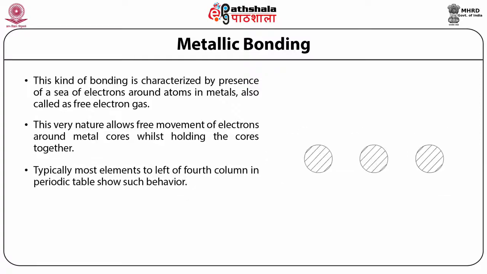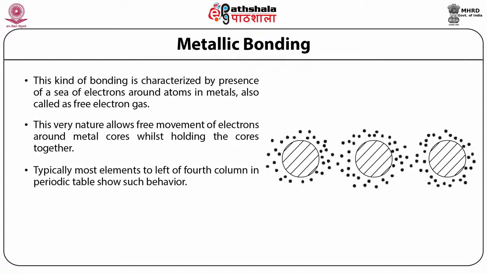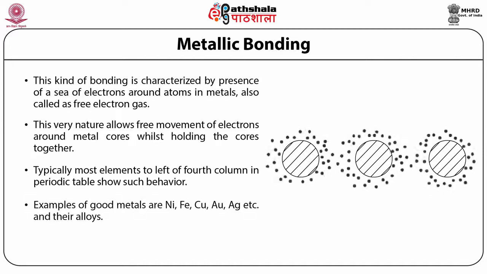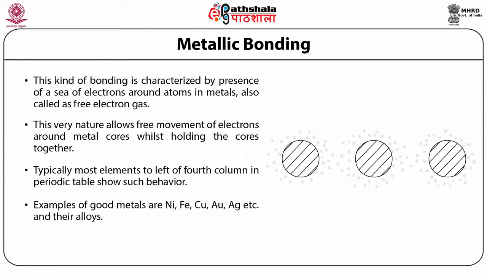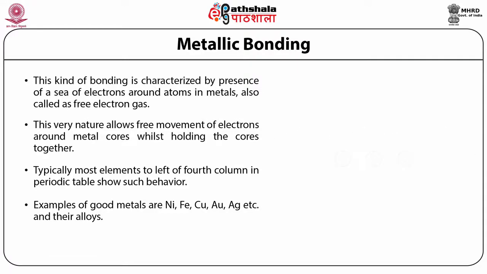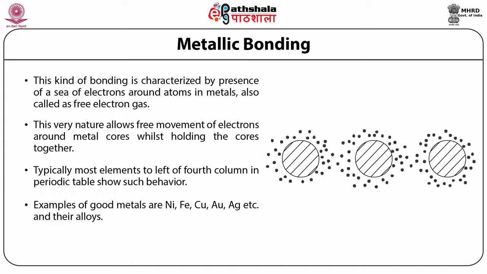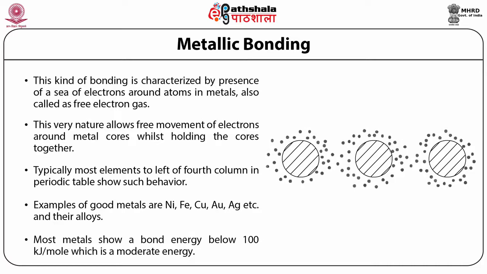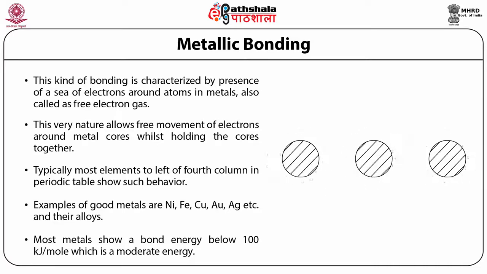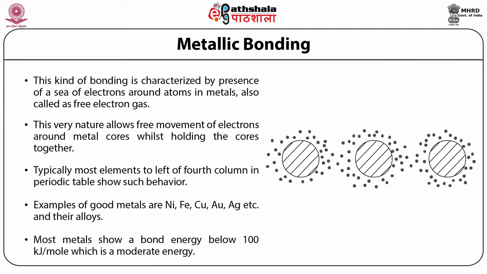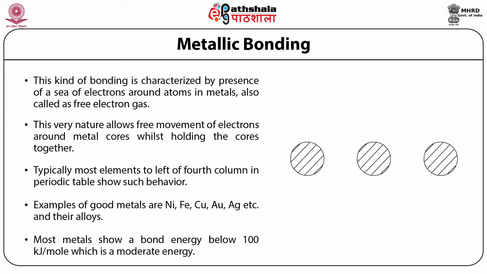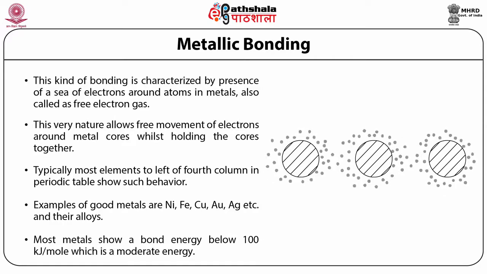Typically, most elements to the left of the fourth column in the periodic table show such a kind of behavior. Examples of good metals are nickel, iron, copper, gold, silver, etc., and their alloys. Most metals show a bond energy below 100 kilojoules per mole, which is a moderate energy. This is why most metals have moderate melting points, moderate elastic modulus, and moderate coefficient of thermal expansion.